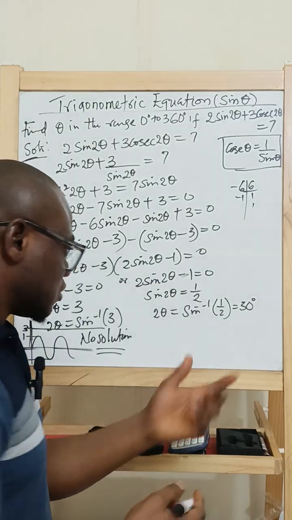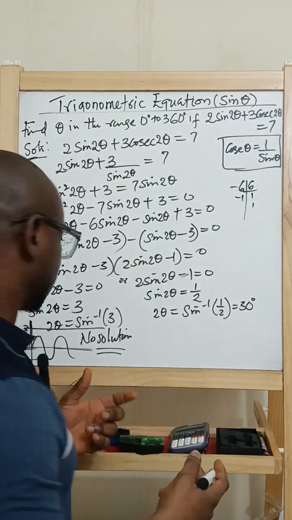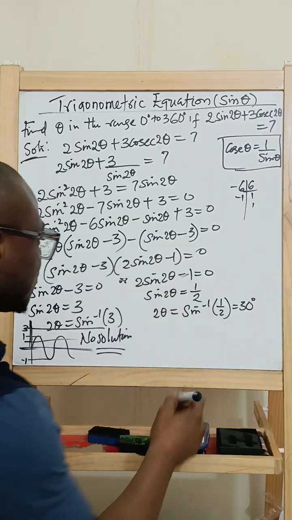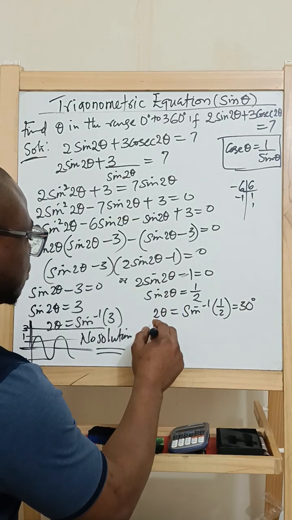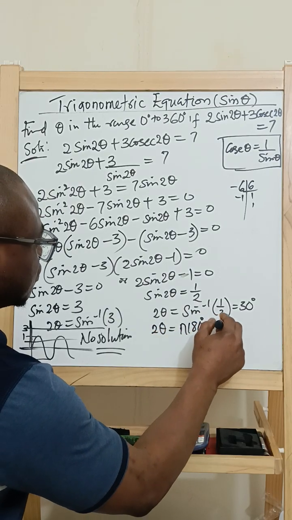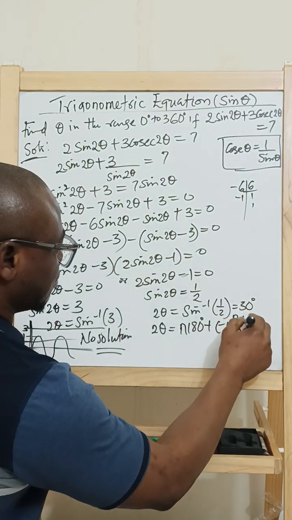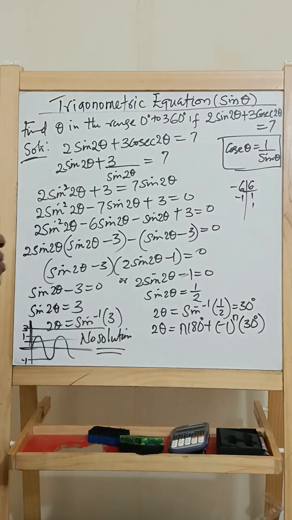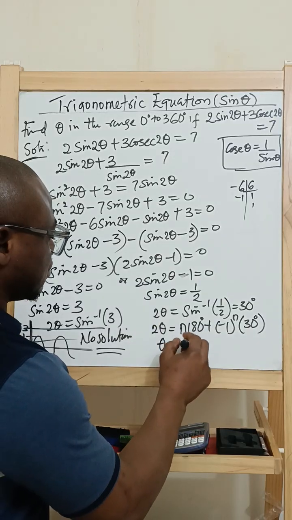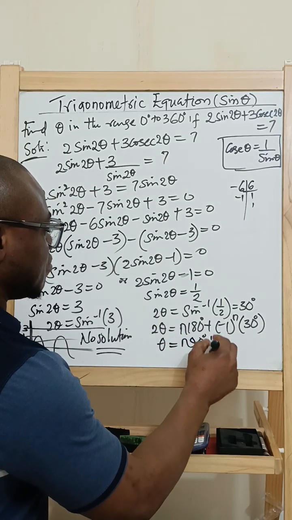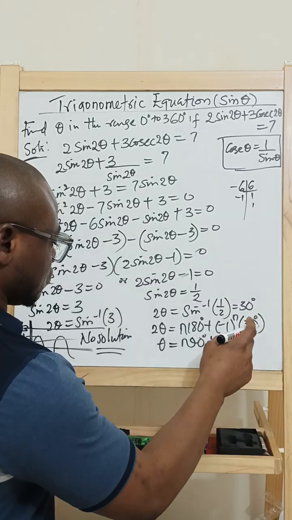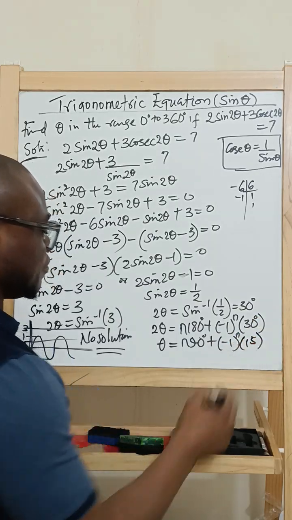Now for the other one, it is a half, which is of course within the range. So we can apply our general solution to it. 2 theta will be equal to n times 180 degrees plus minus 1 raised to power n times 30 degrees. If we divide everything by 2, 180 divided by 2 is 90, plus minus 1 raised to power n, and 30 divided by 2 is 15.